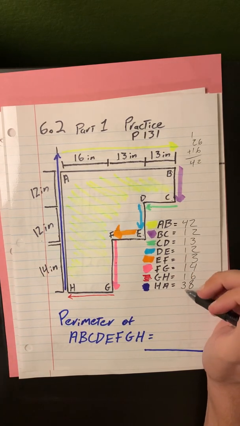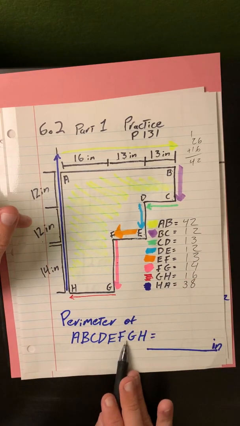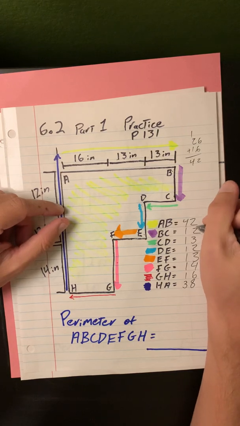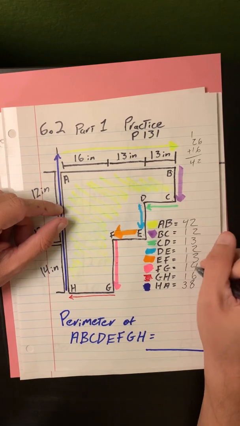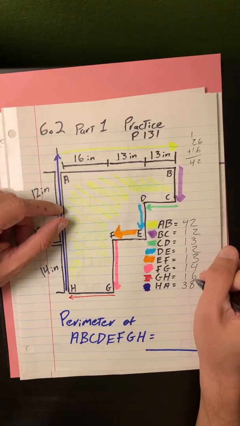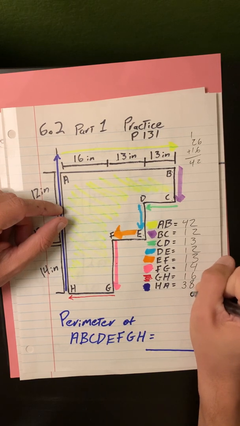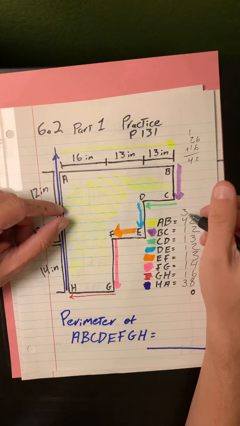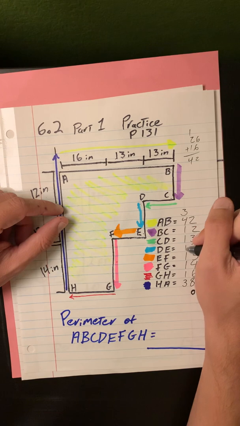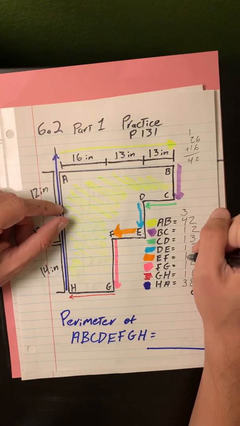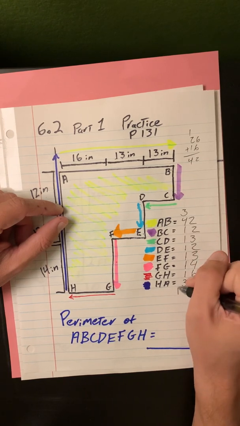So now add these all up, and when I add them all up, I'll get the perimeter of the shape A, B, C, D, E, F, G, H. Okay? 2, 4, 7, 9, 12, 16, 22, 30. Put a 0 here. Carry that. 30, 40, 70, 80, 90, 100, 110, 120, 130, 160.